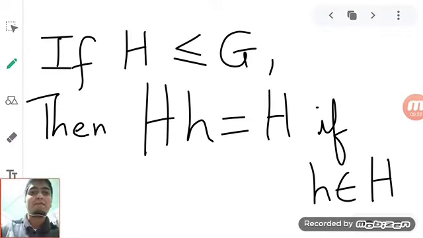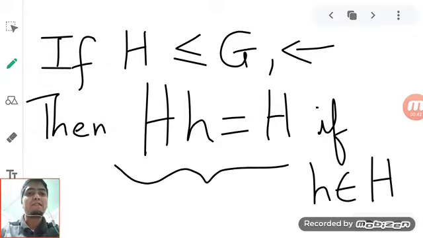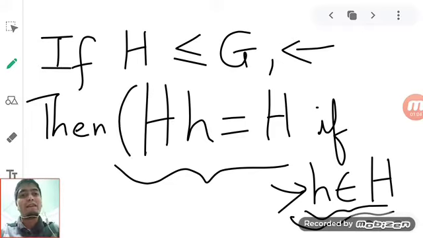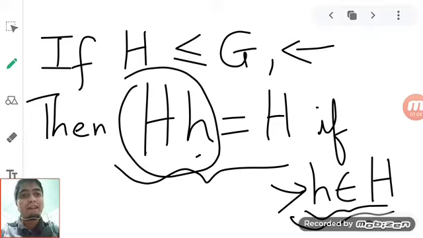And this is actually a theorem that you have done in the previous semester, which states like this. If H is a subgroup of G, then small h capital H is equal to capital H if small h is an element of H. I won't be doing the proof for this one because you have already done it in the previous semester, but this is very much useful. Always remember that if small h belongs to capital H, then you will always have this. Small h can be absorbed by this capital H.